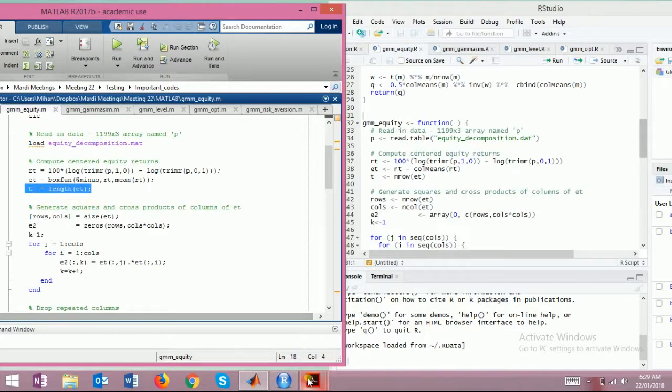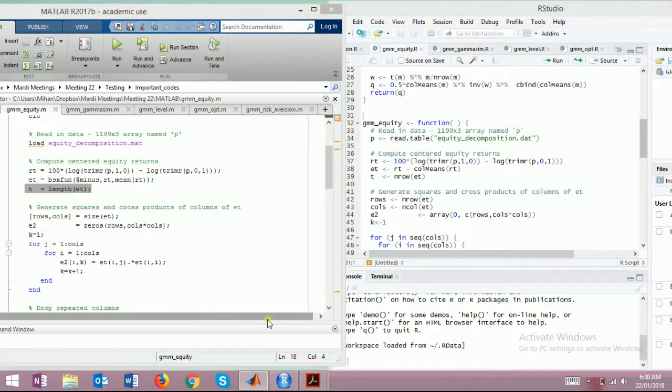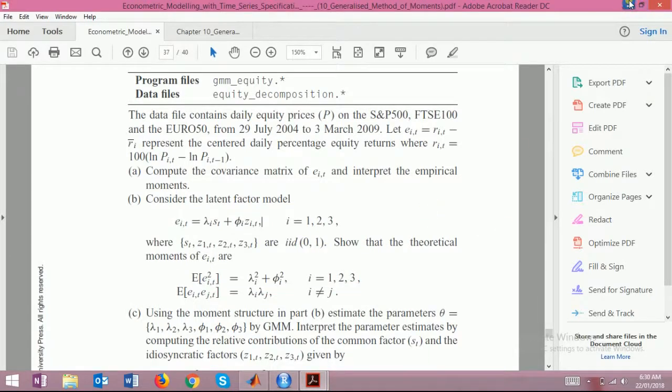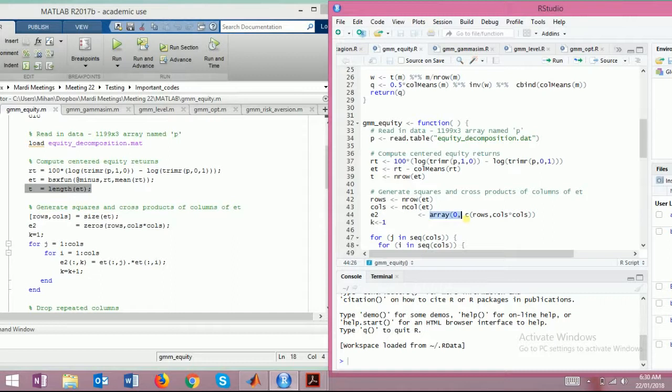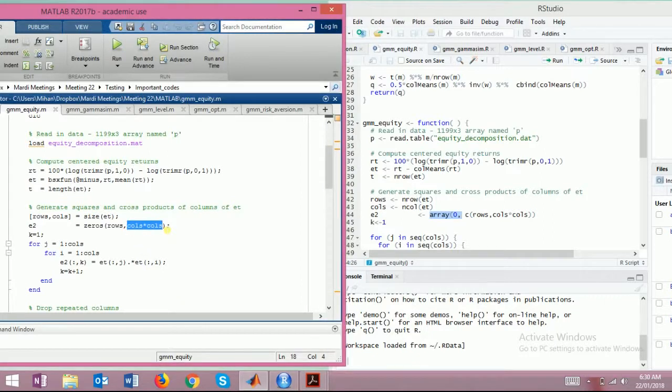Generate squares and cross products of columns of ET. I told you that we'll have some loops coming, right? So rows and columns is size of ET. We have to separately define rows and columns. E2 is array of zeros, and the function matrix is rows and columns into columns. So column squared, number of rows, and columns squared, because we are generating squares and cross products.